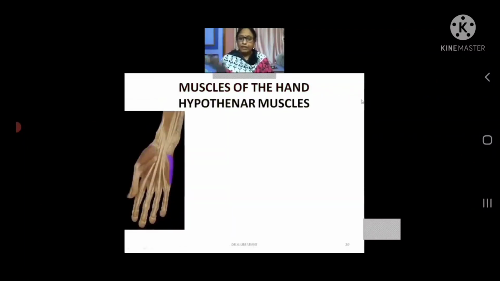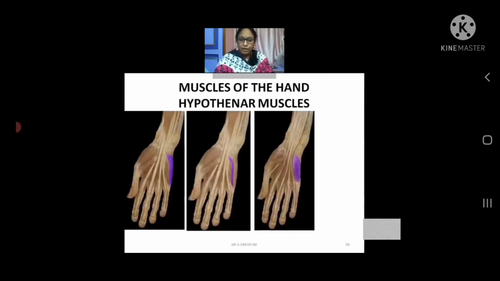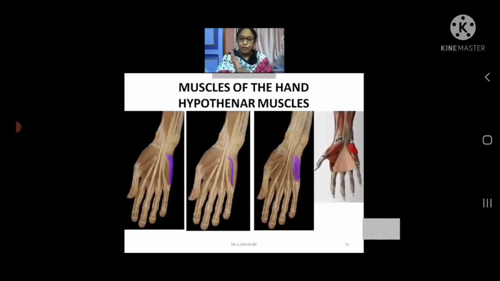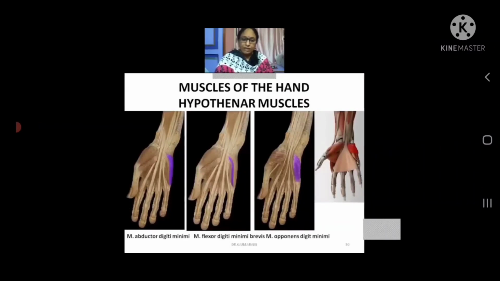The hypothenar region is located on the medial side, at the little finger side. These muscles form the hypothenar eminence, and one more, palmaris brevis, is also here. The first is abductor digiti minimi, because it is the most medial, all supplying the little finger. Then flexor digiti minimi brevis, and opponens digiti minimi.